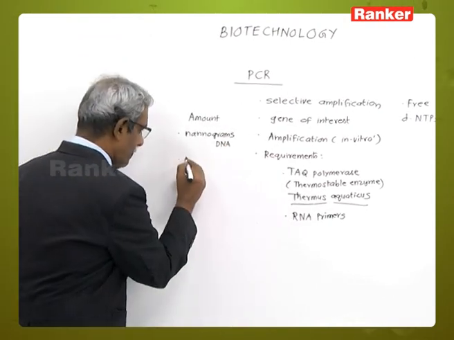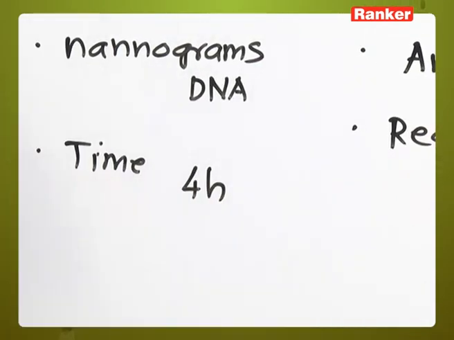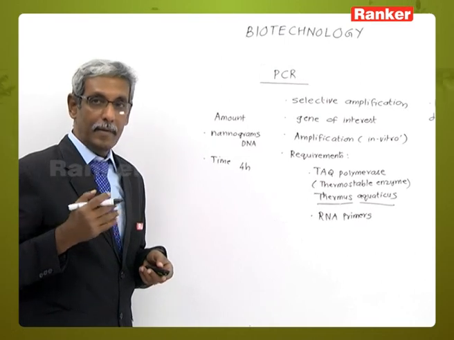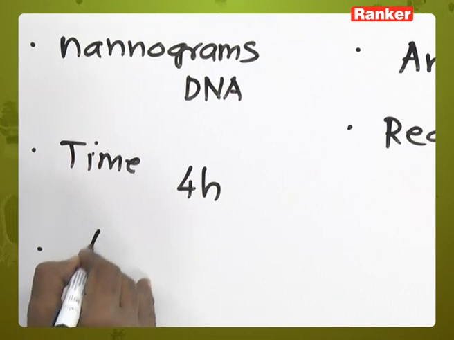The time taken is 4 hours max. Within 4 hours, we can make billions of copies of your sort of DNA, and it is an automation technique.